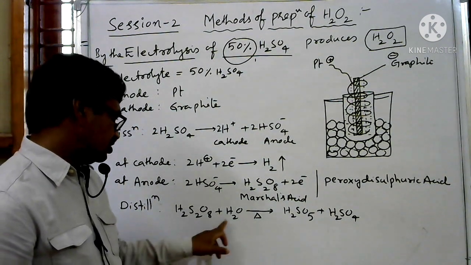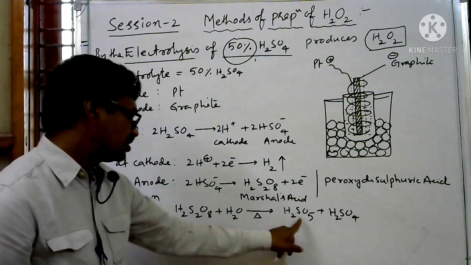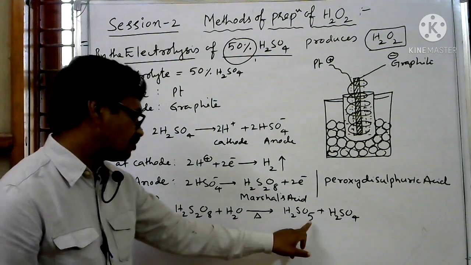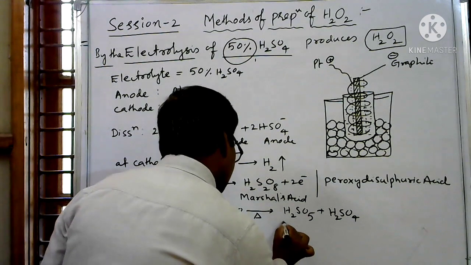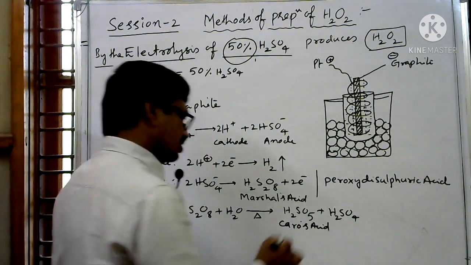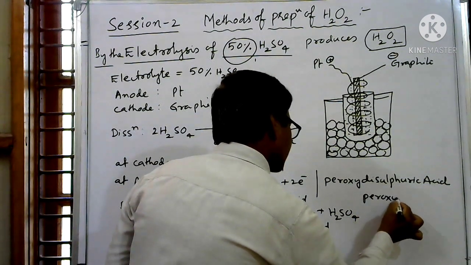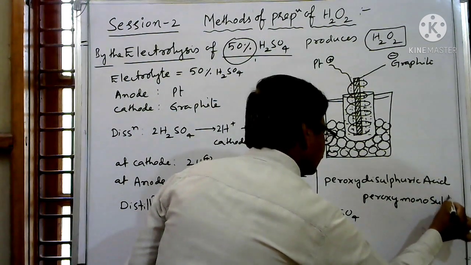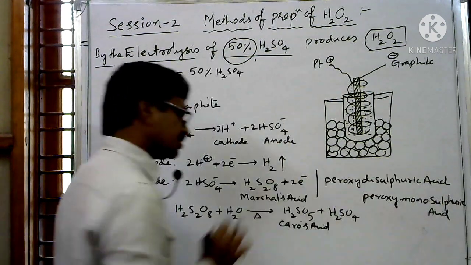So two hydrogens here, two hydrogens, four hydrogens total, here two hydrogens, here also two hydrogens. Two sulfurs, here one sulfur, here one sulfur. Total oxygens are 8 here, 1 here, 9. Here 5 plus 4, 9. This is sulfuric acid. This is called Caro's acid. Common names you have to remember. This Caro's acid, otherwise peroxymonosulfuric acid.